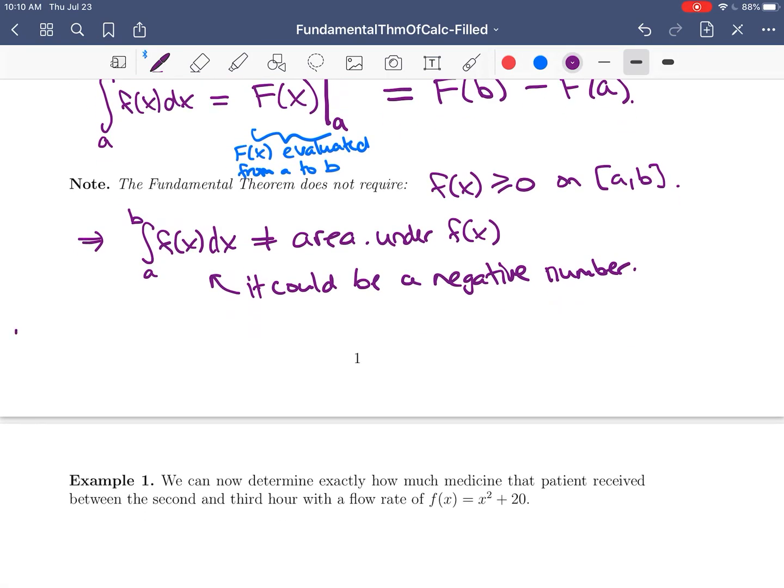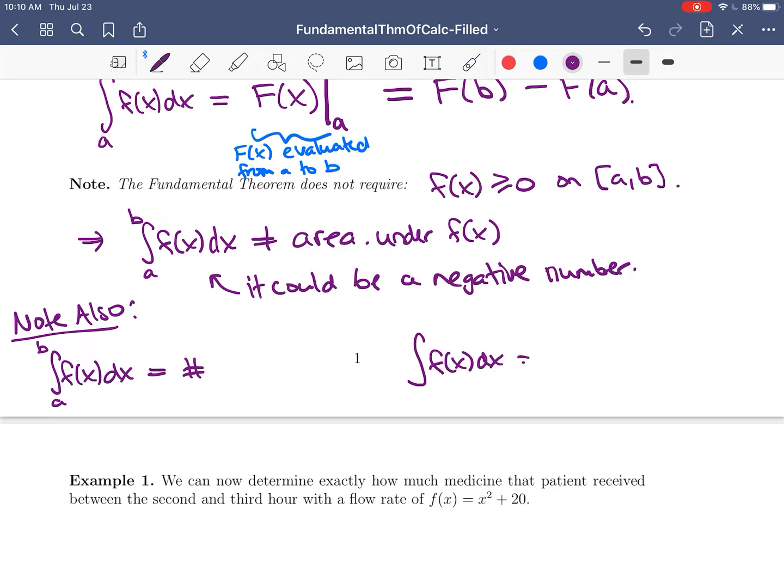One other thing that I wanted to note also: when you compute the definite integral from a to b of f of x dx, you're going to get a single number. When you compute the indefinite integral, you get an infinite family of antiderivatives. So don't confuse these. They're very different. This is just a number. Even though the notation looks very similar, these things are very different from each other.